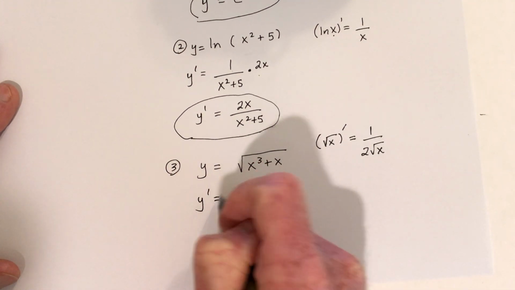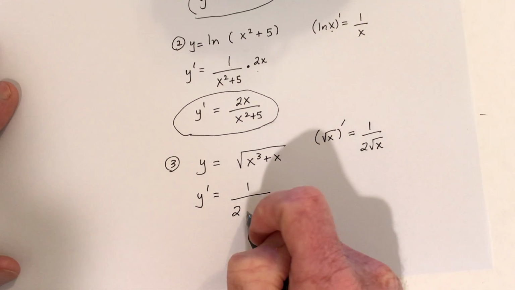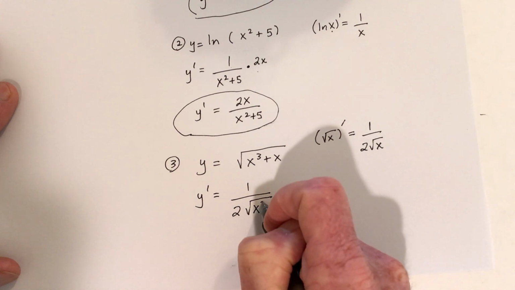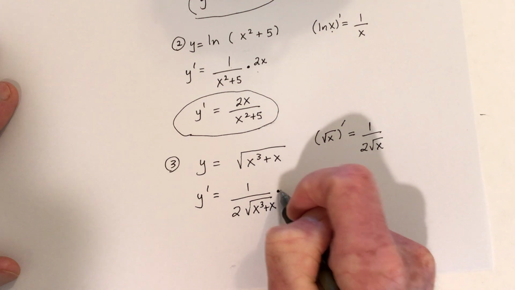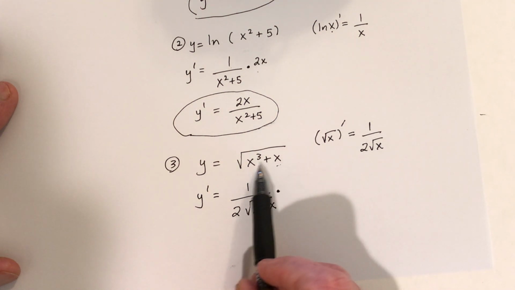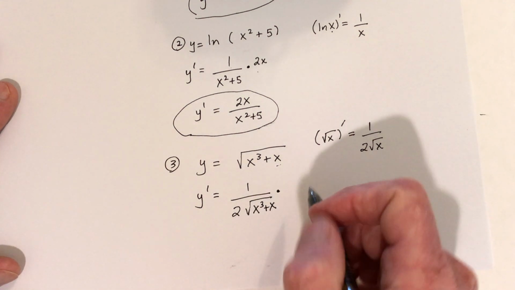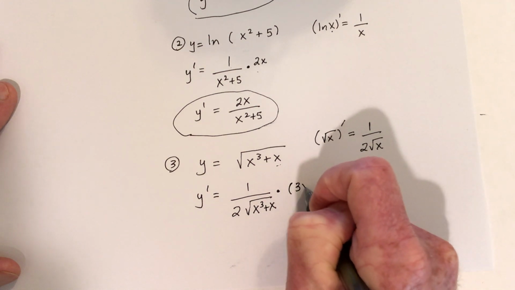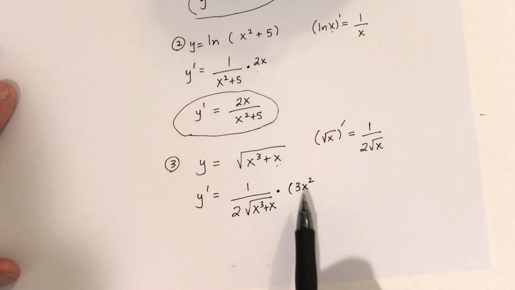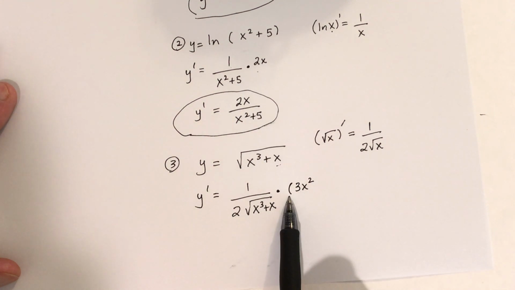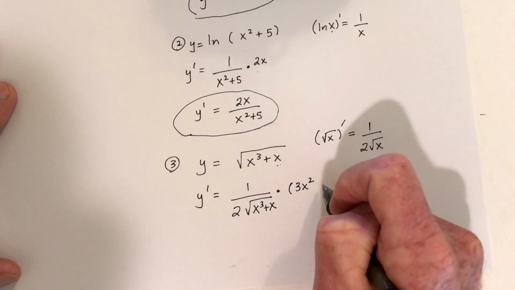So for this one, it's going to be 1 over 2 times, and then basically you just recopy this square root, and that goes on the bottom. Next, the chain rule says now take the derivative of this x cubed plus x. Well, when you do the power rule on the x cubed, that's going to give you 3x squared. When I multiply by just one thing, I don't really need to use parentheses, but this is going to be more than one thing, so I really should use parentheses right here. And then derivative of x is just a 1.